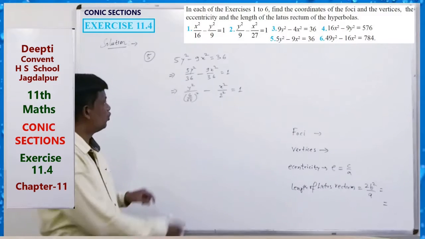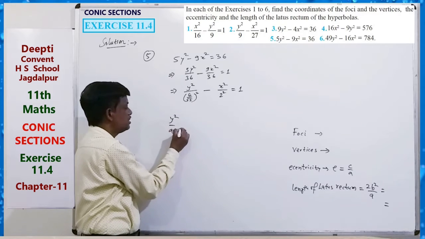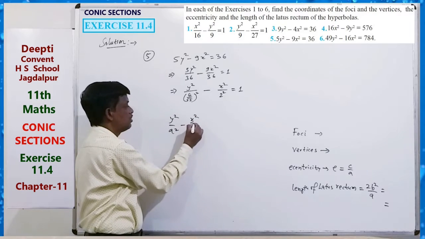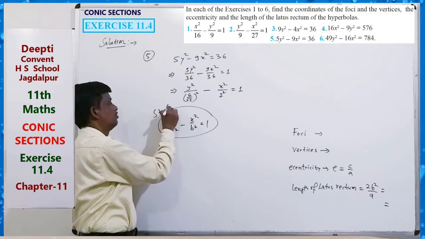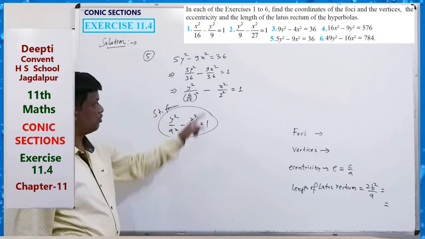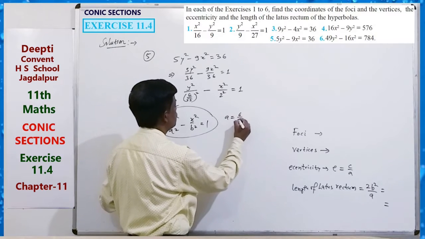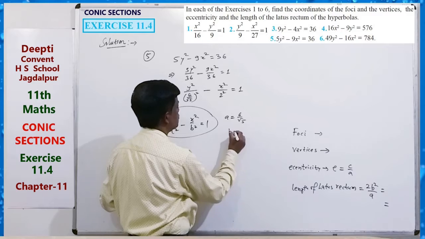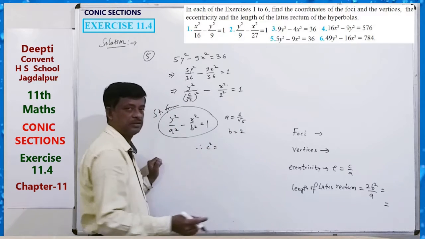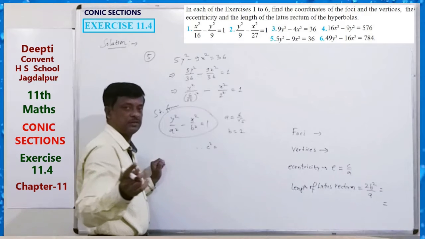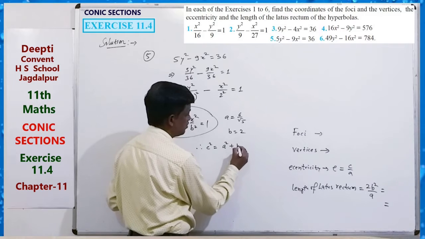So the standard form is what? y square by a square minus x square by b square equals 1. This is the standard form. Comparing it with this, we get a equals 6 by root 5 and b equals 2. Therefore c square equals what? a square plus b square.